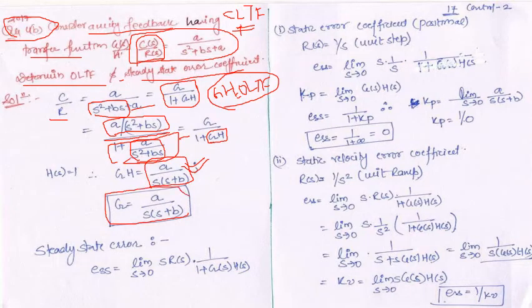So this is the first part of the question which you have solved, and now they are asking for the steady state error coefficient. Please understand, this is a type 1 system. Type is 1. For a type 1 system, ESS for unit step is 0. Okay, and for unit ramp, it is a finite value. For unit ramp, it is a finite value. And that's what we will see.